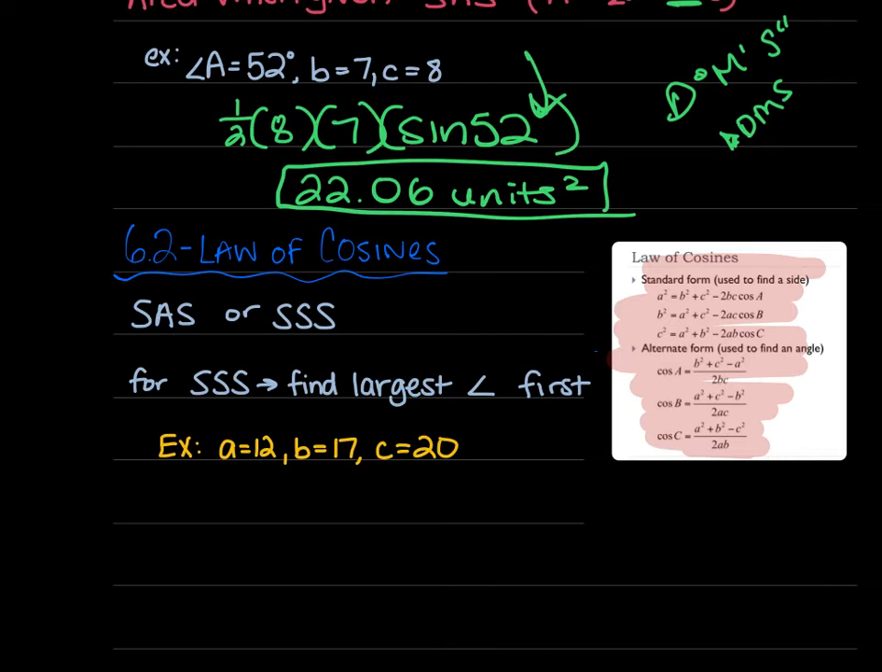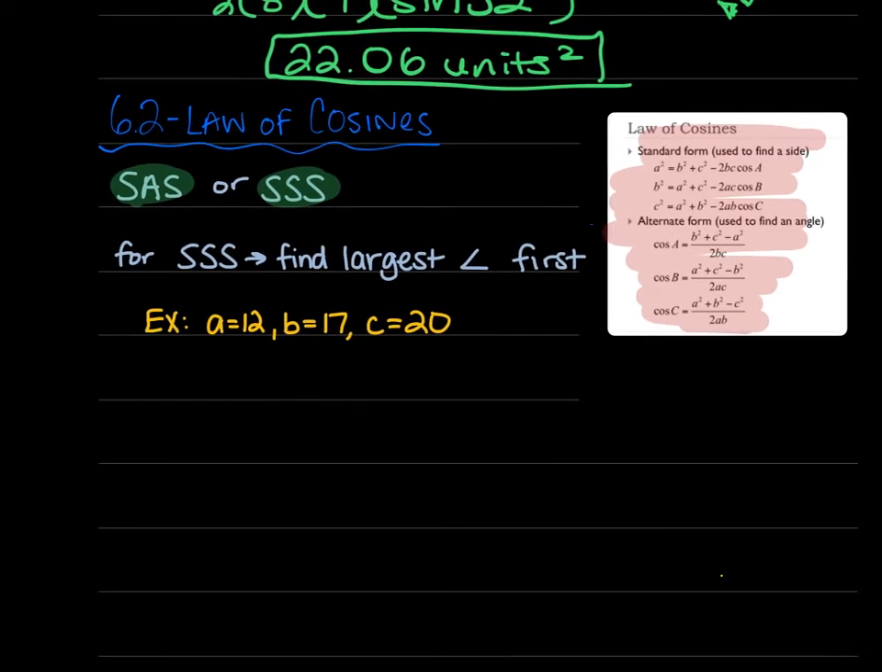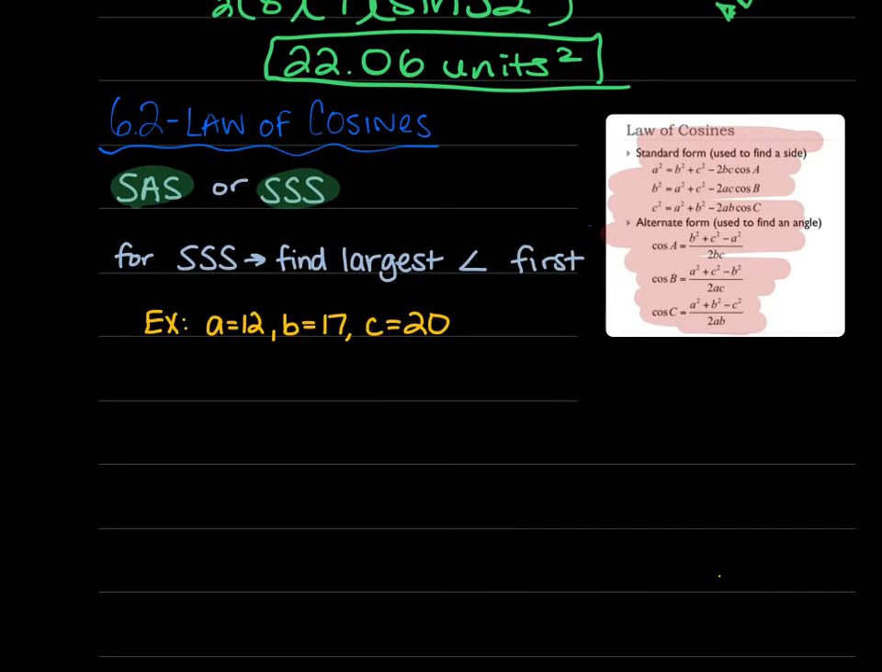So law of cosines is used with either side, angle, side, or side, side, side. If it's side, side, side, and you switch from law of cosines to law of sines, make sure you go biggest angle first. If you're not switching, you avoid this. But if you do switch between the two, you got to make sure you start biggest angle first. So if I was looking at this one that's here, I would start with C, right? Because C is the biggest side, which means it's opposite the biggest angle.